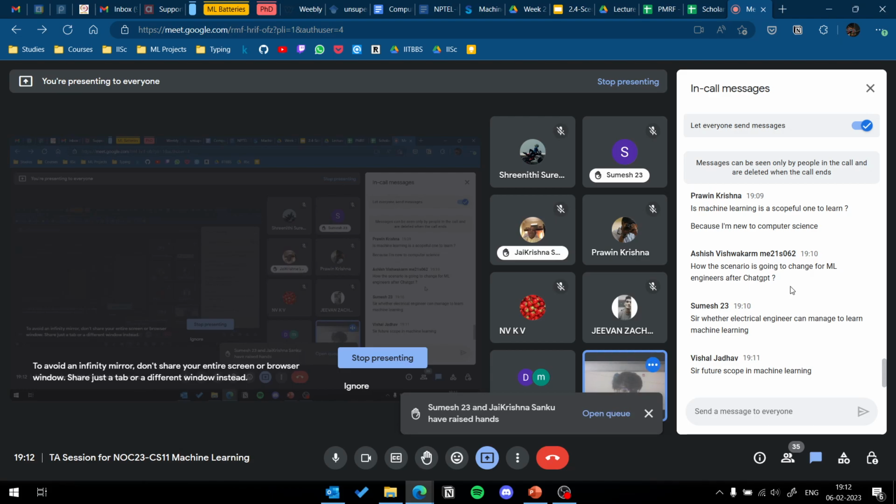I don't think ML engineers are going to go out of jobs, but I definitely think that the bar for becoming an ML engineer, the amount of knowledge which you need to have, will definitely increase.